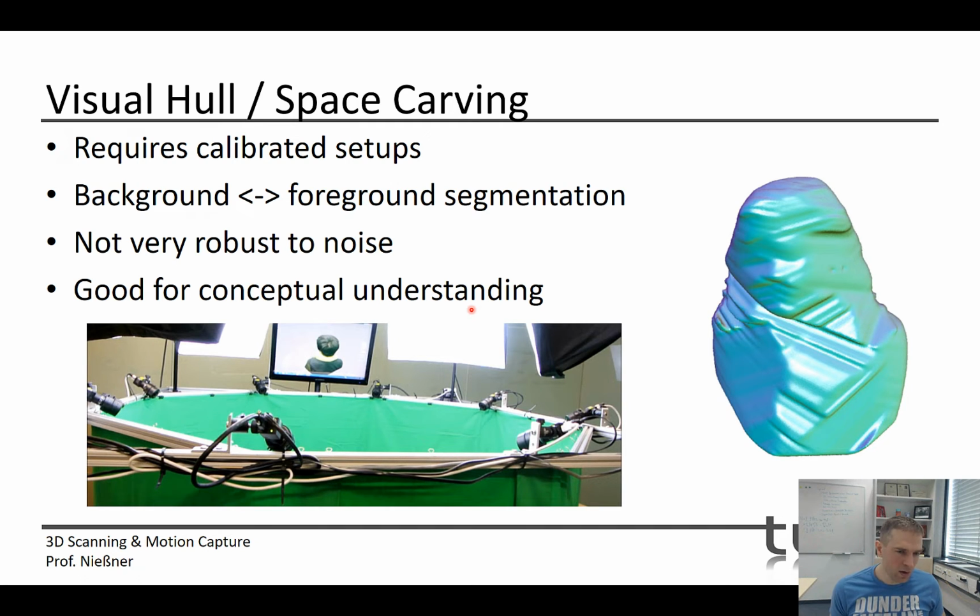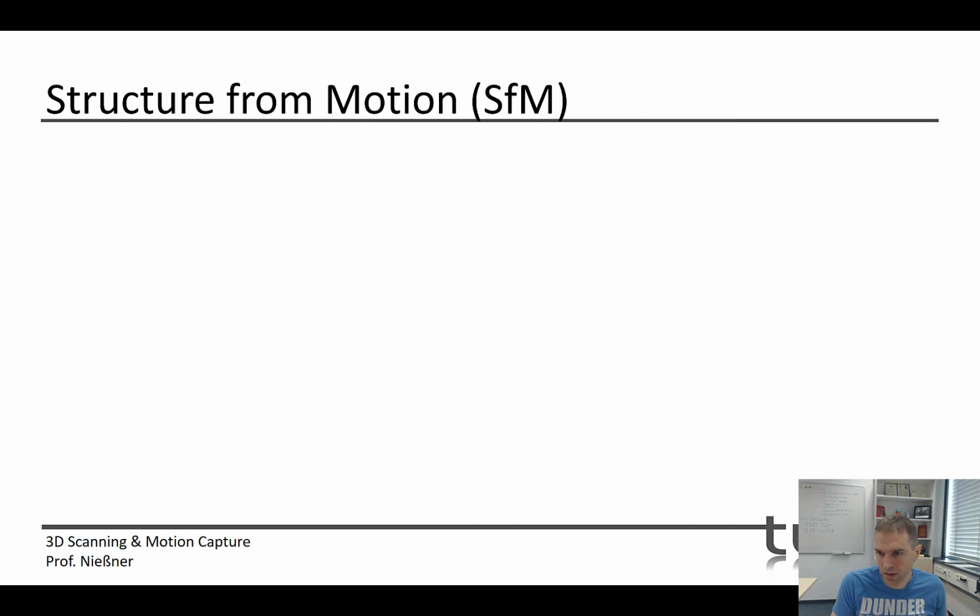Okay. All right. So now let's move a little bit further and let's try to relax these constraints. So now we don't necessarily want to use these calibrated setups, but we want to do some sort of reconstruction from multiple images taken over a sequence of times. And this is essentially what structure from motion is doing.